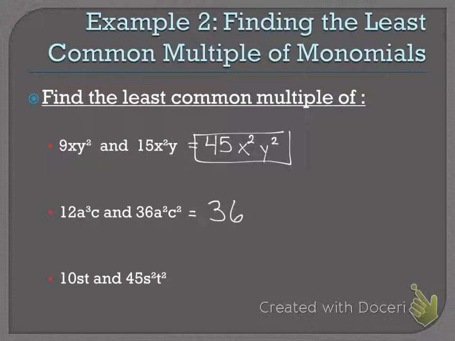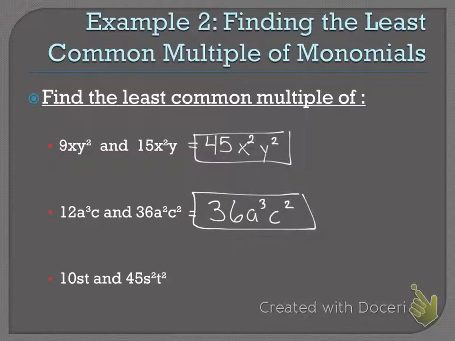Okay, 36. Now I'm looking at my variables. Which one is larger, a to the third or a squared? A to the third. So that's the one I need to write in my LCM because, again, it has to be large enough that both terms can go into it. All right, so a to the third, and what about c? C squared, and that's my LCM.